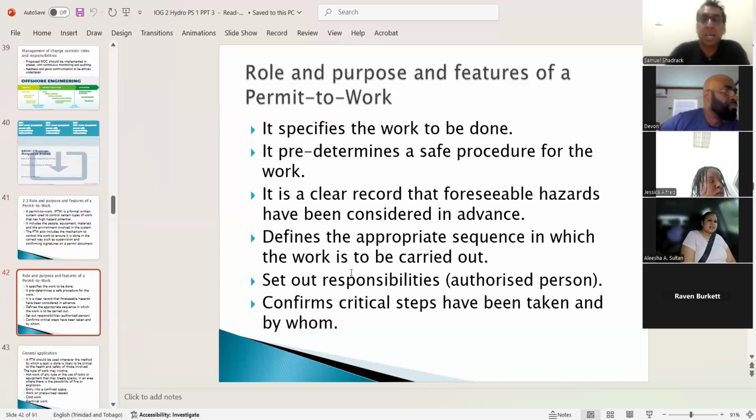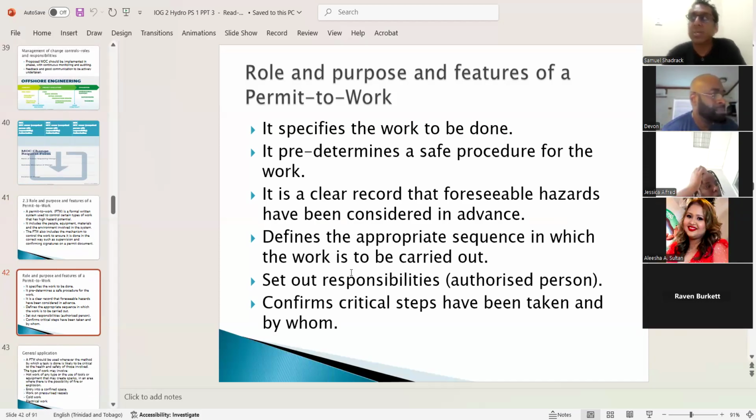Rules, purpose and features of a permit to work. It specifies the work to be done. It predetermines a safe procedure for the work. It is a clear record that foreseeable hazards have been considered in advance. It defines the appropriate sequence in which the work is to be carried out. It sets out responsibilities of the authorized person. But some of us will know this already.